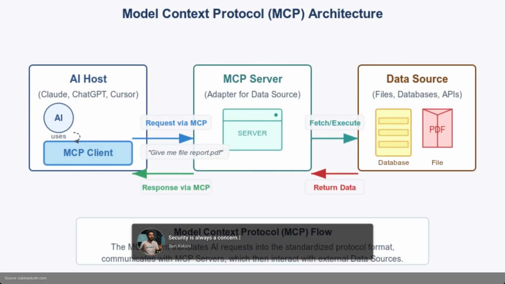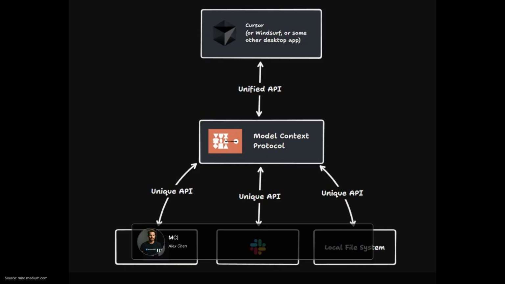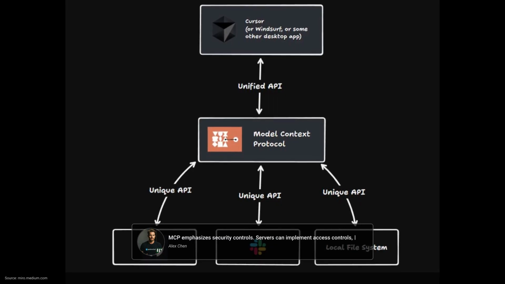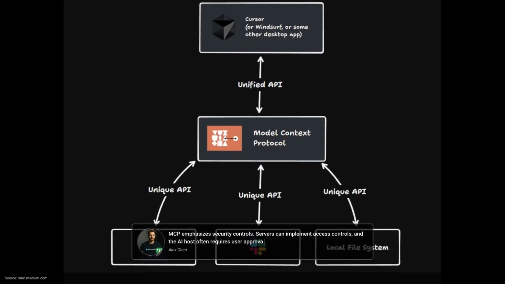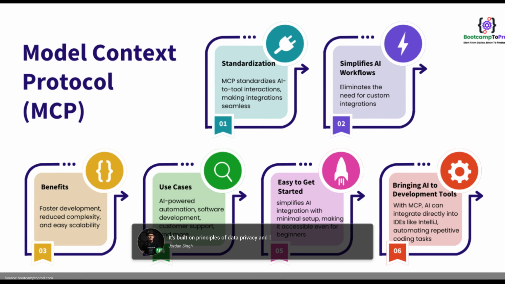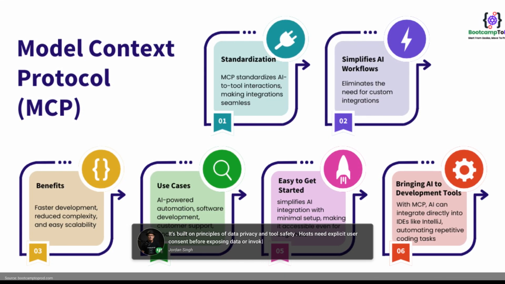Security is always a concern. How does MCP handle security and data privacy? MCP emphasizes security controls. Servers can implement access controls, and the AI host often requires user approval before executing a tool. It's built on principles of data privacy and tool safety. Hosts need explicit user consent before exposing data or invoking tools.